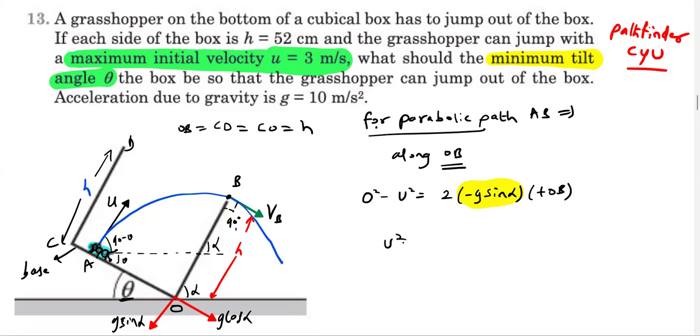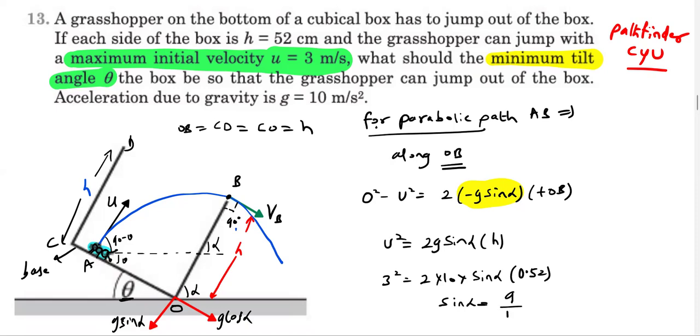So u square equals 2g sine alpha into h. Let me substitute all the values. 3 square is 9, and 2g will be 10. Alpha we don't know. Sine alpha. In the bracket, h is how much? 0.5. So sine alpha will be 9 by 10.4, which is 0.87. With a calculator, I'm using a calculator, there's no other way.